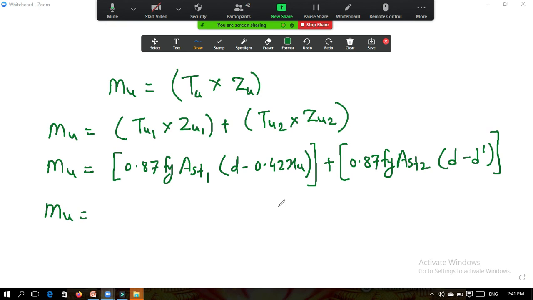What is the answer? Is D the depth? I am asking, D is equal to the effective depth. What is given in the problem? Now I have erased the problem, but you have noted it down. D is the effective depth. You should put the value of effective depth there.